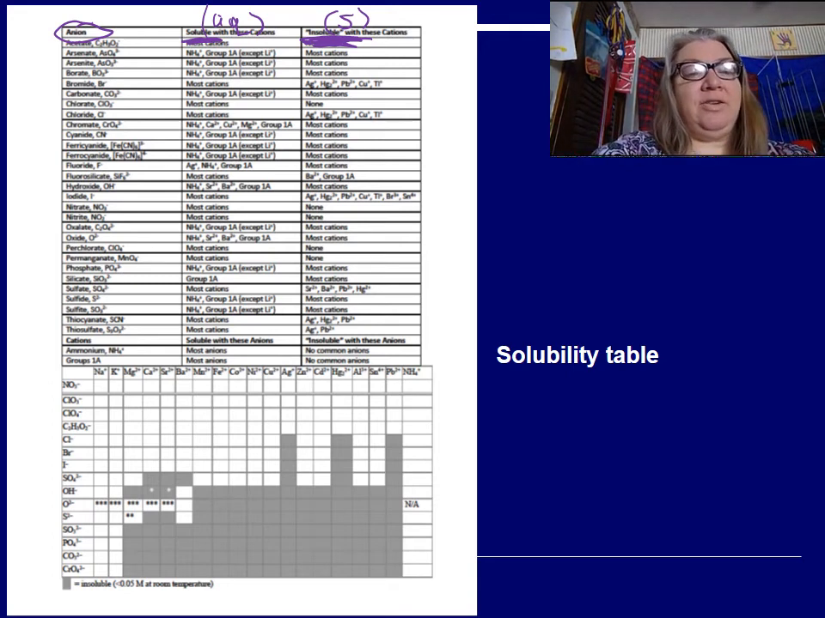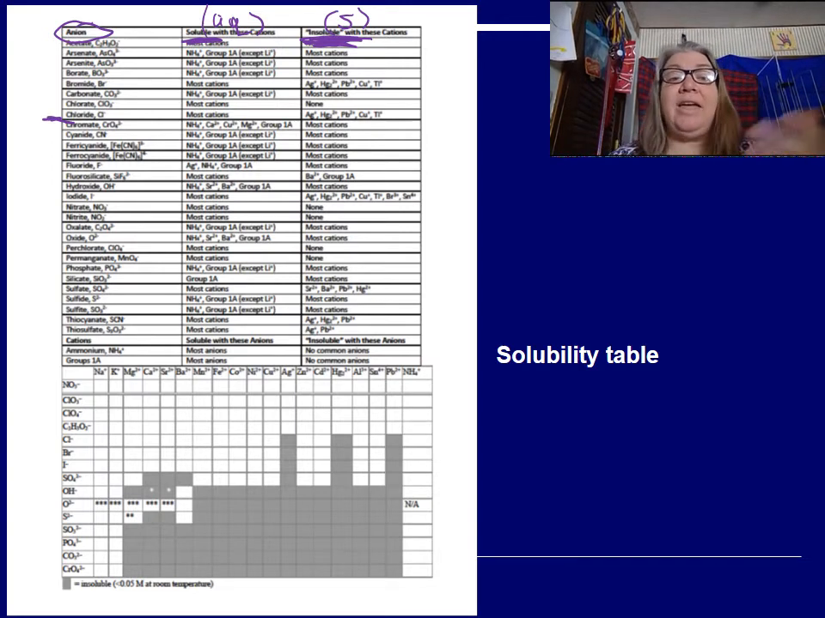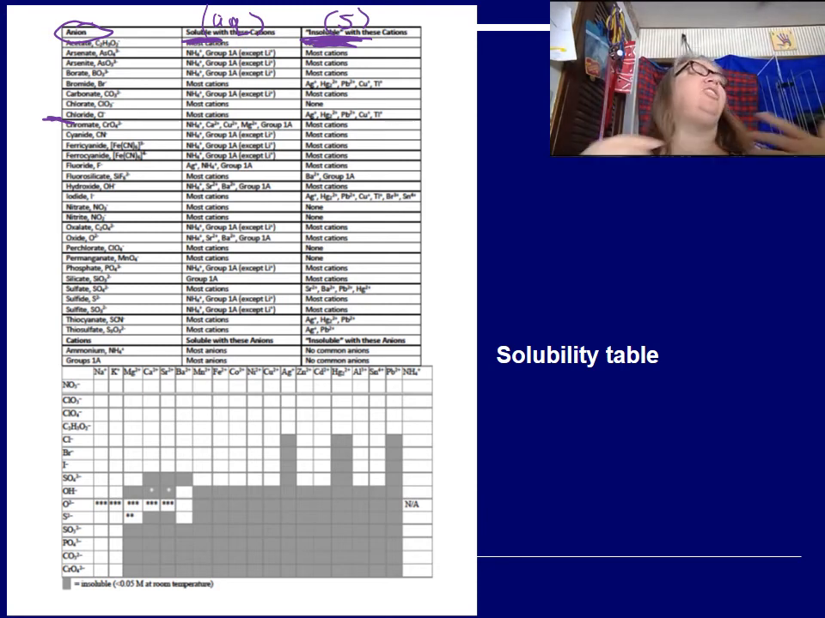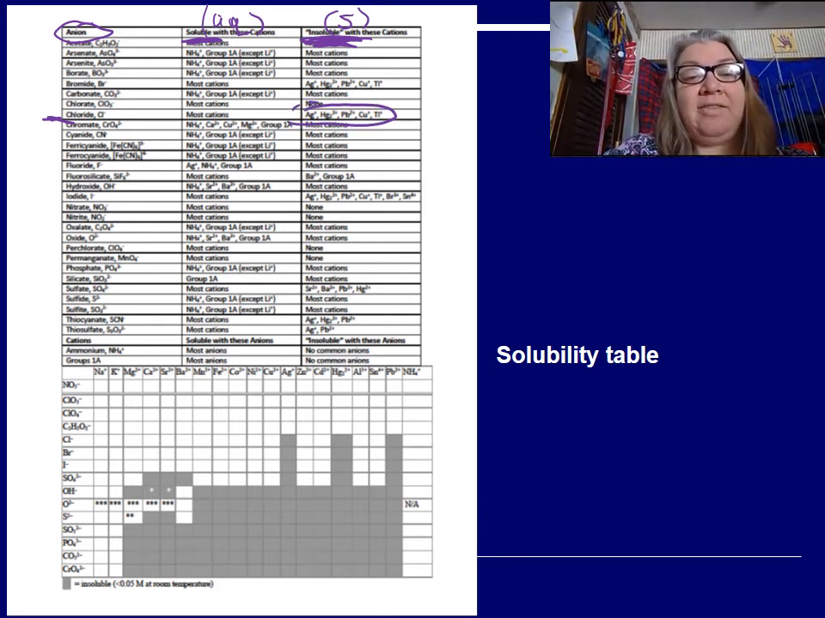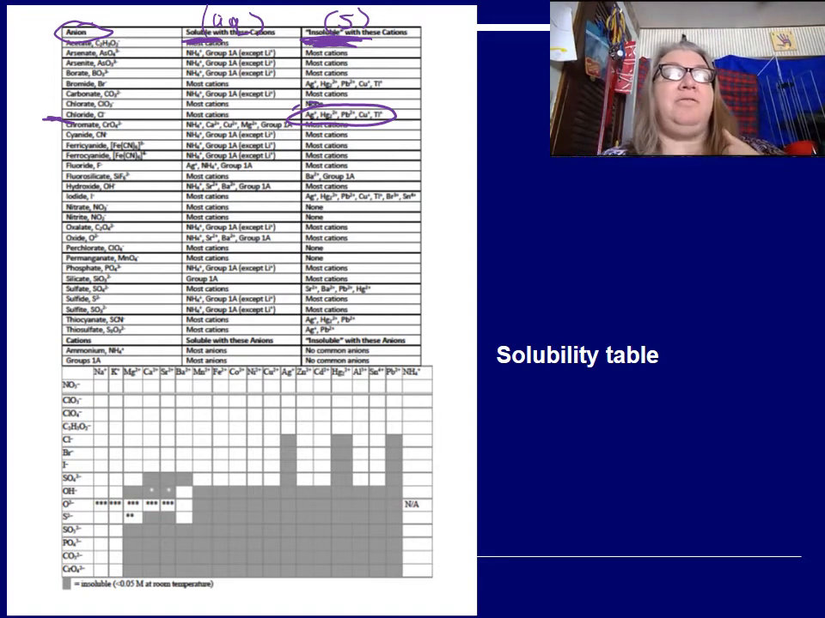Let's look over here at chloride. Chloride's one we use a lot. And it says with chloride, most cations are soluble. So chloride likes to be soluble, except, and then it has these exceptions. If you mix chloride with silver, with mercury, with lead 2, with copper, with thallium, those are going to be insoluble. So silver chloride is insoluble. It would form a solid.